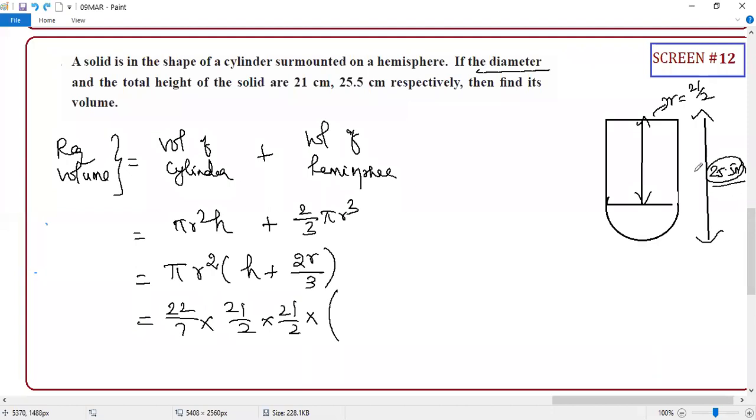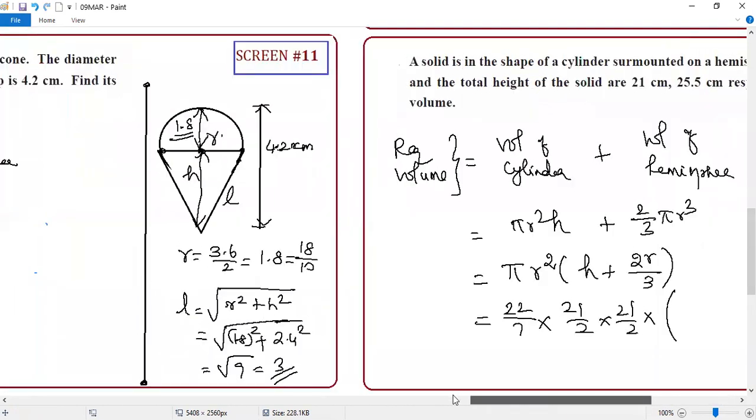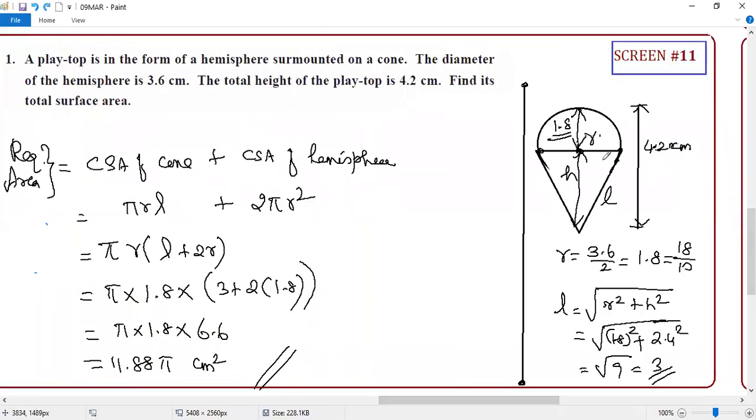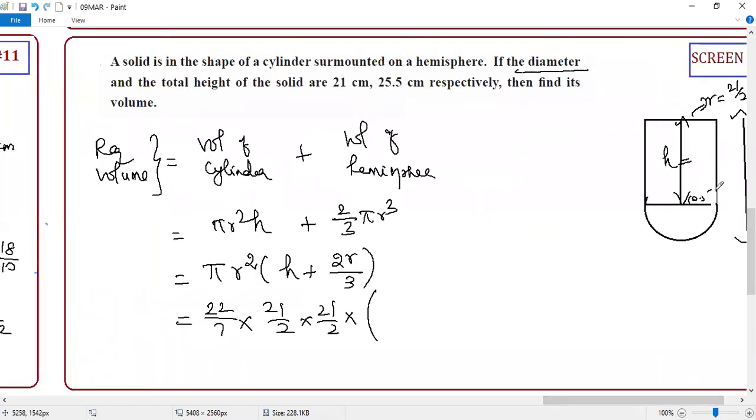Someone will say 25.5, I will say it is wrong. Why? This h is for cylinder. But this 25.5 is for entire height. You have to know what is this h. Anyone can apply that shortcut or the formula what I told you. In hemisphere, the radius and height are equal. Guys, the moment you know radius is 21 by 2, that is 10.5, this height also is 10.5. Correct or not? That is 21 by 2.